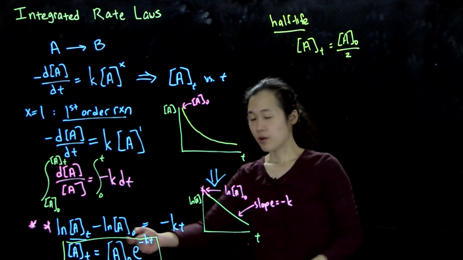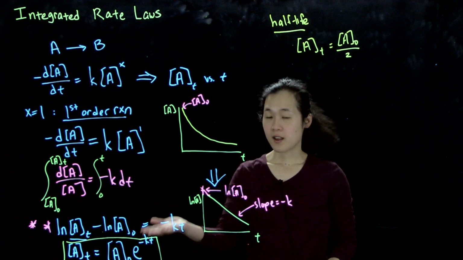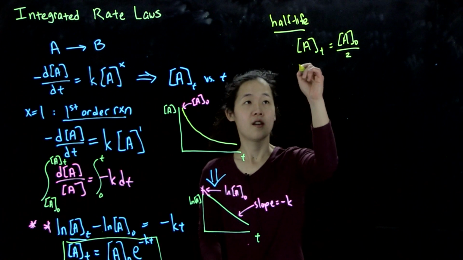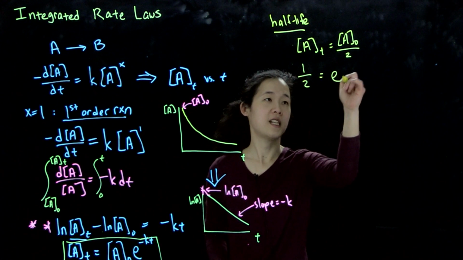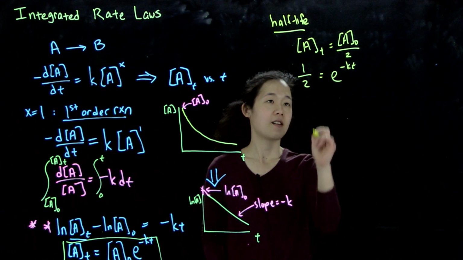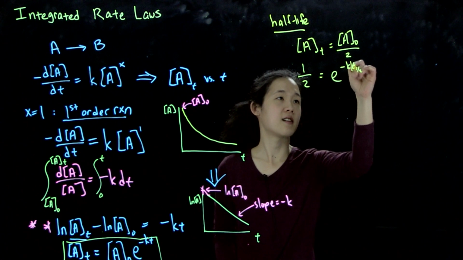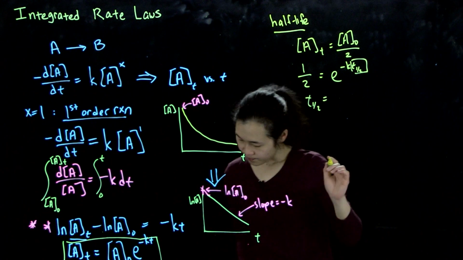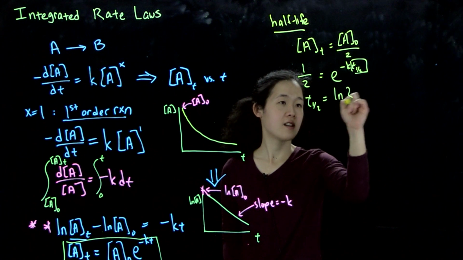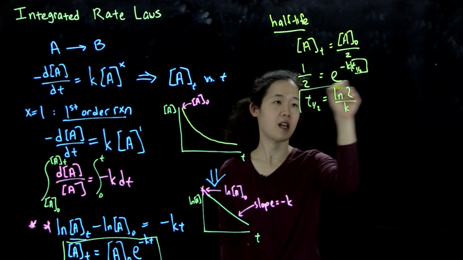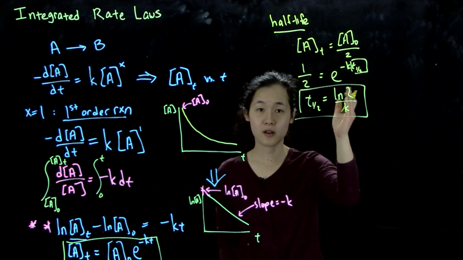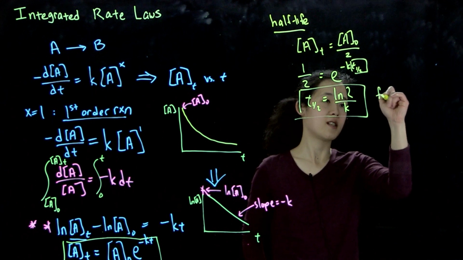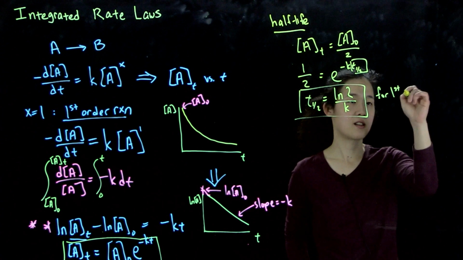So in this case, if we fit this into this equation, for a first order decay, we'll have 1/2 equals e to the negative kt, and therefore this is t1/2, our half-life. So t1/2 equals natural log of 2 over k. So for a first order decay, our half-life is natural log of 2 over the rate constant. And you'll note that for a first order reaction, there's no dependence on concentration.